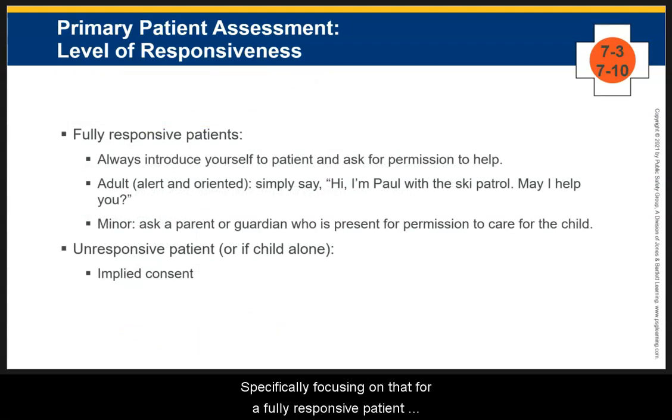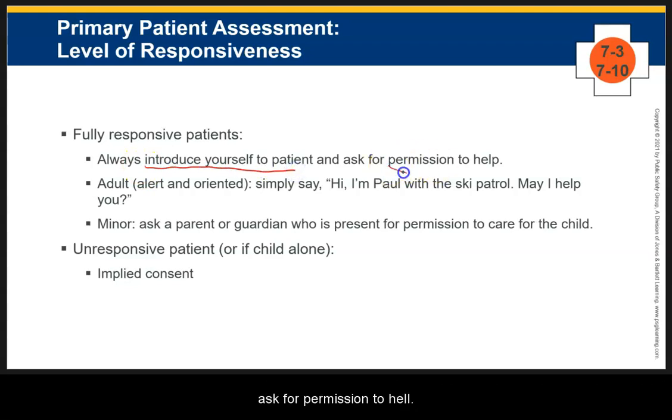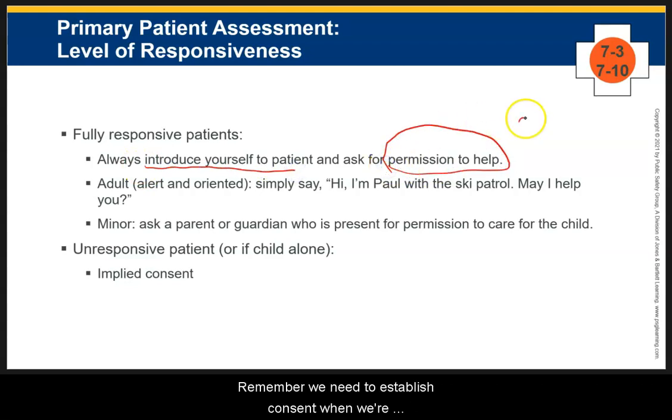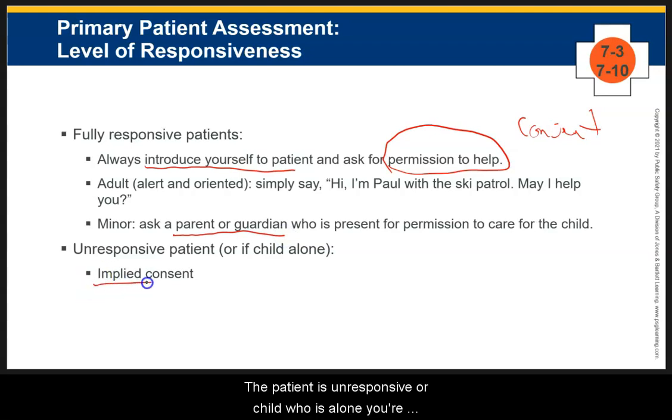Now, specifically focusing on that, for a fully responsive patient, make sure that you introduce yourself to the patient and ask for permission to help. Remember, we need to establish consent when we're dealing with a patient. You might just simply say, "Hi, I'm Paul with the Ski Patrol. Can I help you?" If it's a minor patient, make sure that you get minor consent from a parent or guardian nearby. If a patient is unresponsive or a child who is alone, you're operating under implied consent.